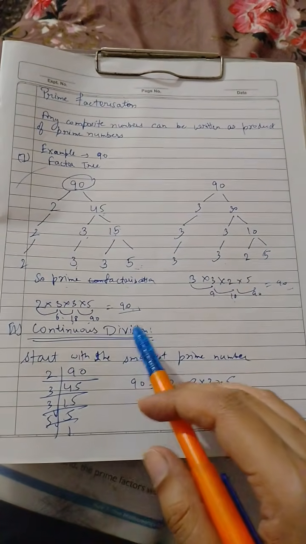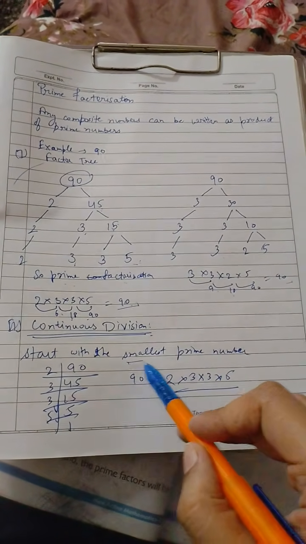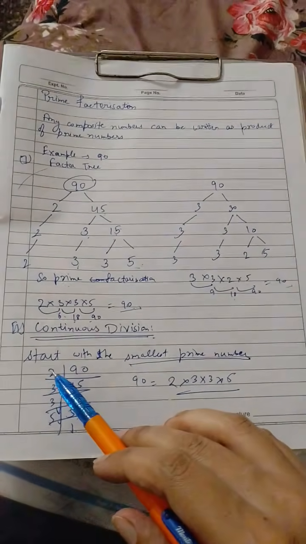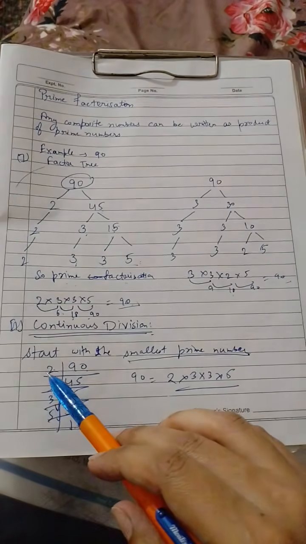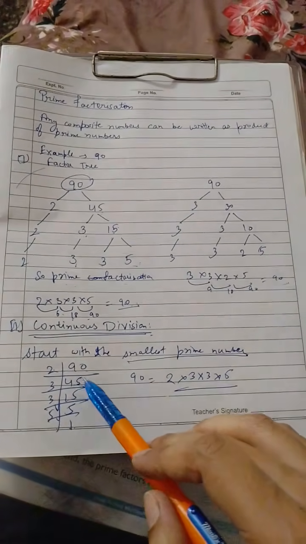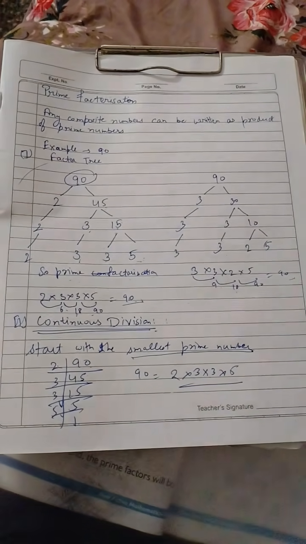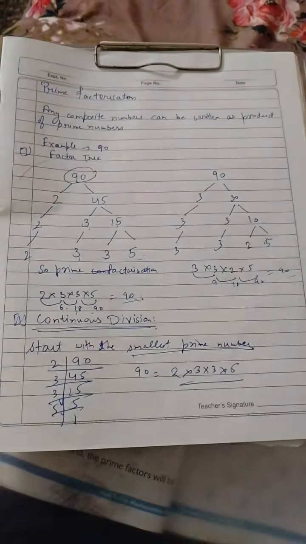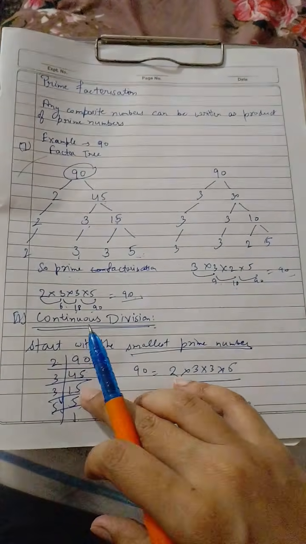Now next is the continuous division method. We always start with the smallest prime number. The smallest prime number is 2, and 90 is divisible by 2. It becomes 45. 45 cannot be divided by 2, so we move to the next prime number after 2, which is 3. Then it becomes 15.